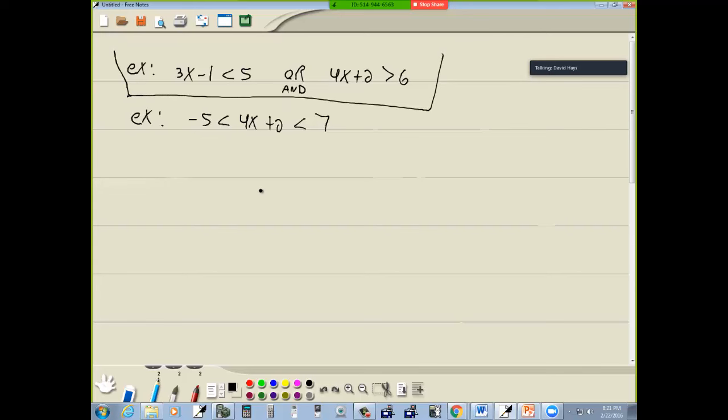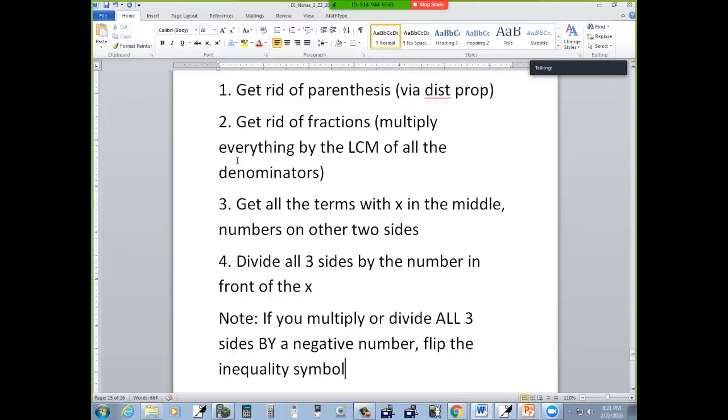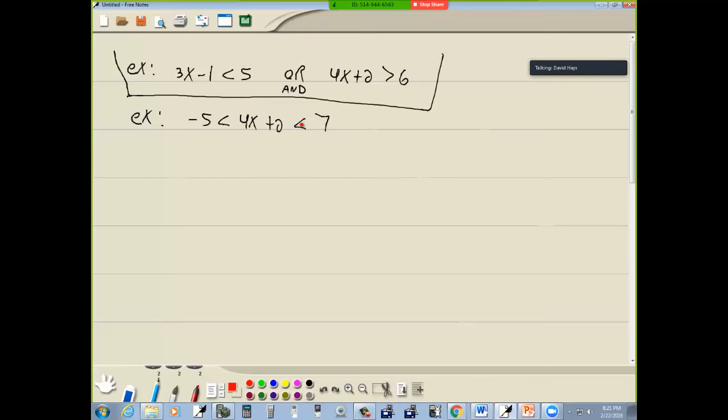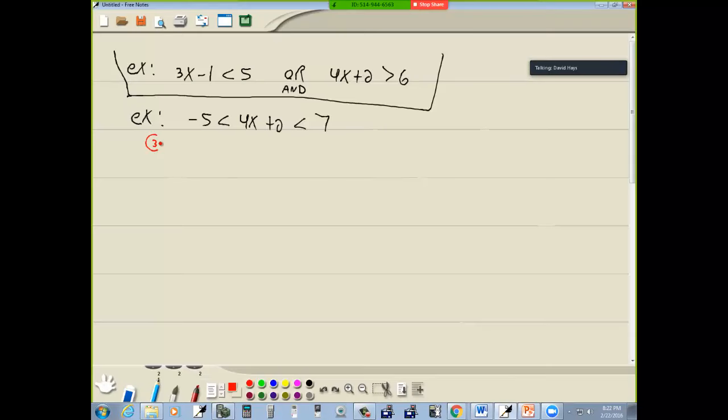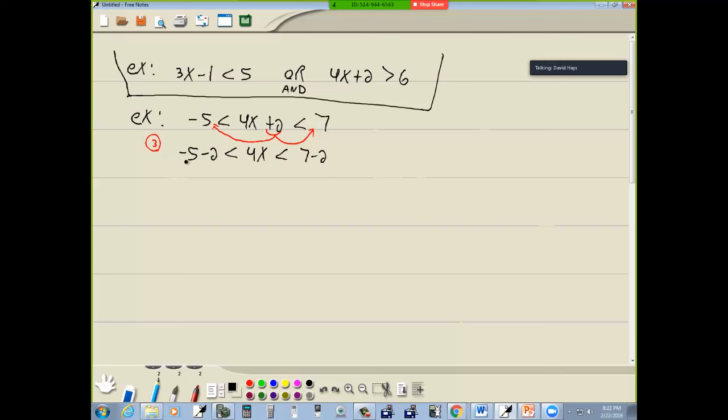So let's take a look at this one here. Okay, first step, get rid of parentheses. Don't have any. Second step, get rid of fractions. Don't have any. Step 3, get all the terms with x in the middle, numbers on the other two sides. So this 2, instead of just taking it over the other side, I'm going to take it over both the other sides. It's the same principle as subtracting 2 from all three sides. So that gives us -5 minus 2 is less than 4x is less than 7 minus 2. Now -5 minus 2 is -7 is less than 4x is less than 7 minus 2 is 5.